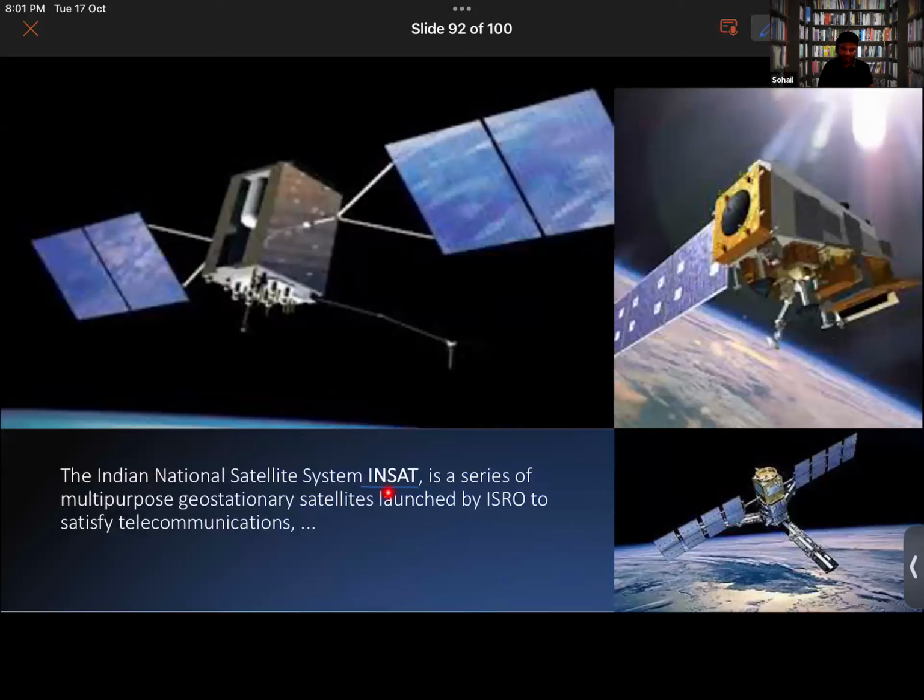Okay. So what is it? It's a series of multi-purpose geostationary satellites that was launched by Indian Space Research Organization to satisfy telecommunications.